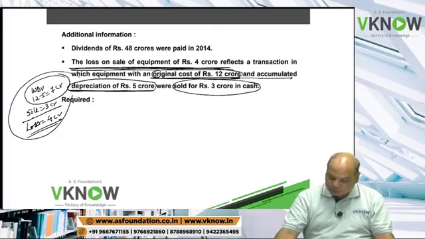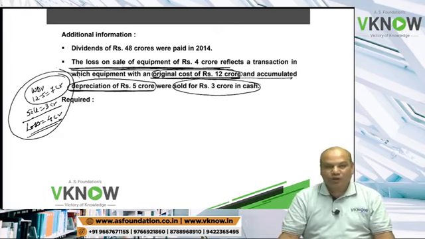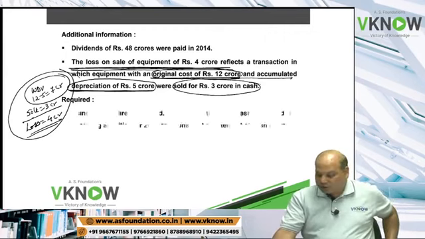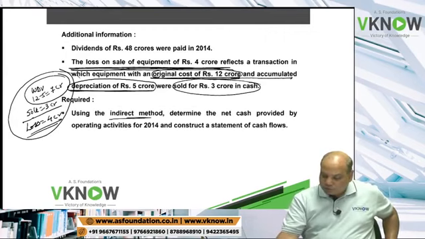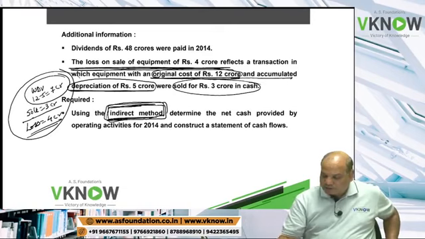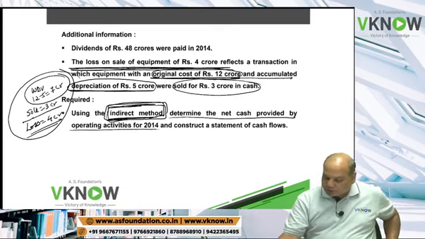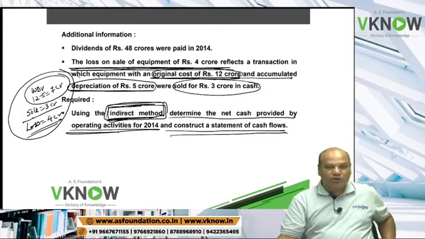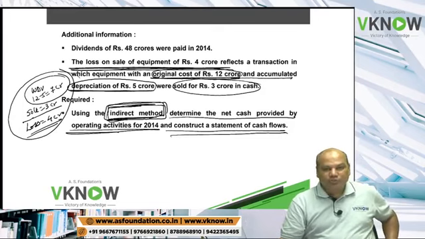So this adjustment we know how to do. In the past 3 or 4 questions, we have done the adjustment for loss on sale of fixed asset. Required: using the indirect method, underline, using indirect method, determine the net cash flow from operating activity and construct a statement of cash flow. It means you have to prepare the cash flow statement also. Full cash flow statement I have to prepare.